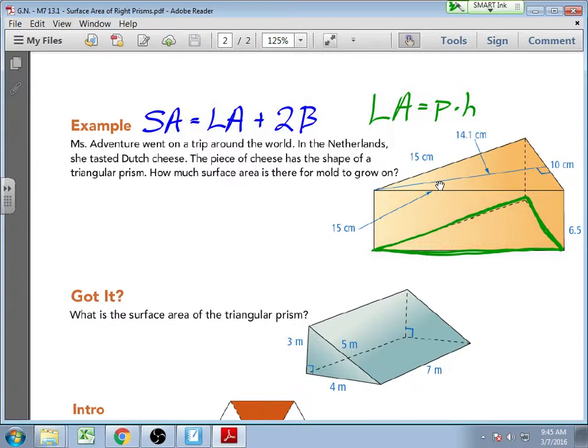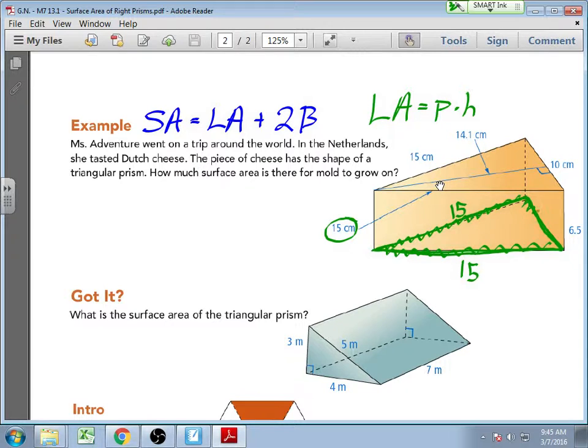Do we know this edge of the triangle? Yeah. What is it? 14.1. Ooh, that's the height. It's 15. So this is actually 15. And this right here tells me that this edge of the triangle is also 15.